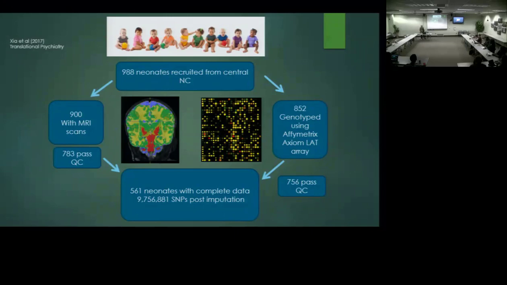This was leveraging an ongoing prospective longitudinal pregnancy cohort study from the University of North Carolina at Chapel Hill, where I was for 13 years, run by a gentleman named John Gilmore. And in addition to getting the brain scans, a large number of the families donated buccal samples for genotyping. Now, it's relatively small as a GWAS. It's 561 neonates with complete data, both high-quality imaging and high-quality genetics, and over 9 million SNPs post-imputation.